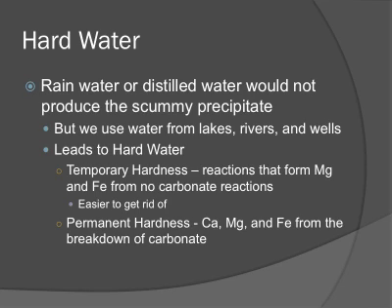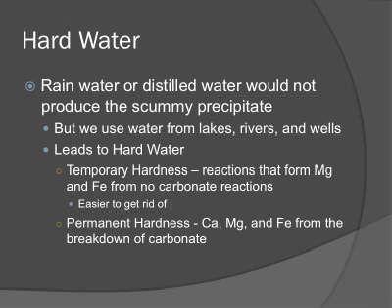We have something called temporary hardness. This is reactions that form magnesium and iron, but they do not form from carbonate reactions. These are really easy to get rid of. Does everybody know what carbonate is? Calcium carbonate, limestone. So do we have these types of ions around here? No, because we have these types, because our bedrock is calcium carbonate.